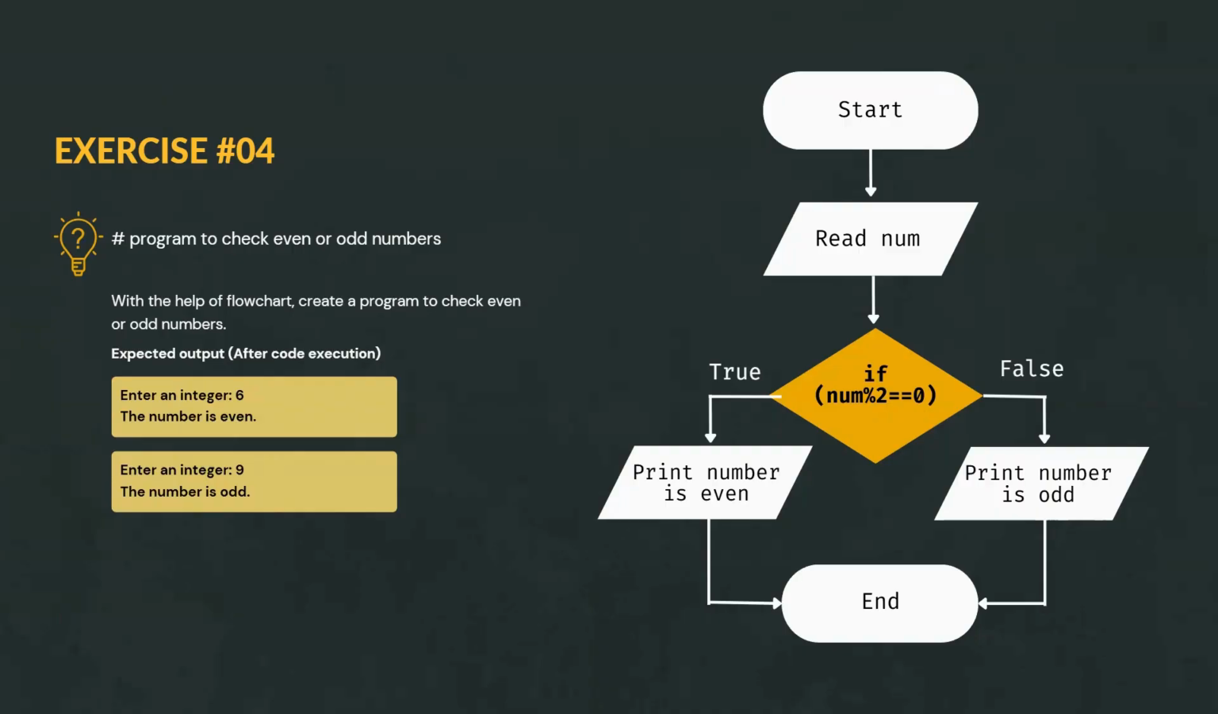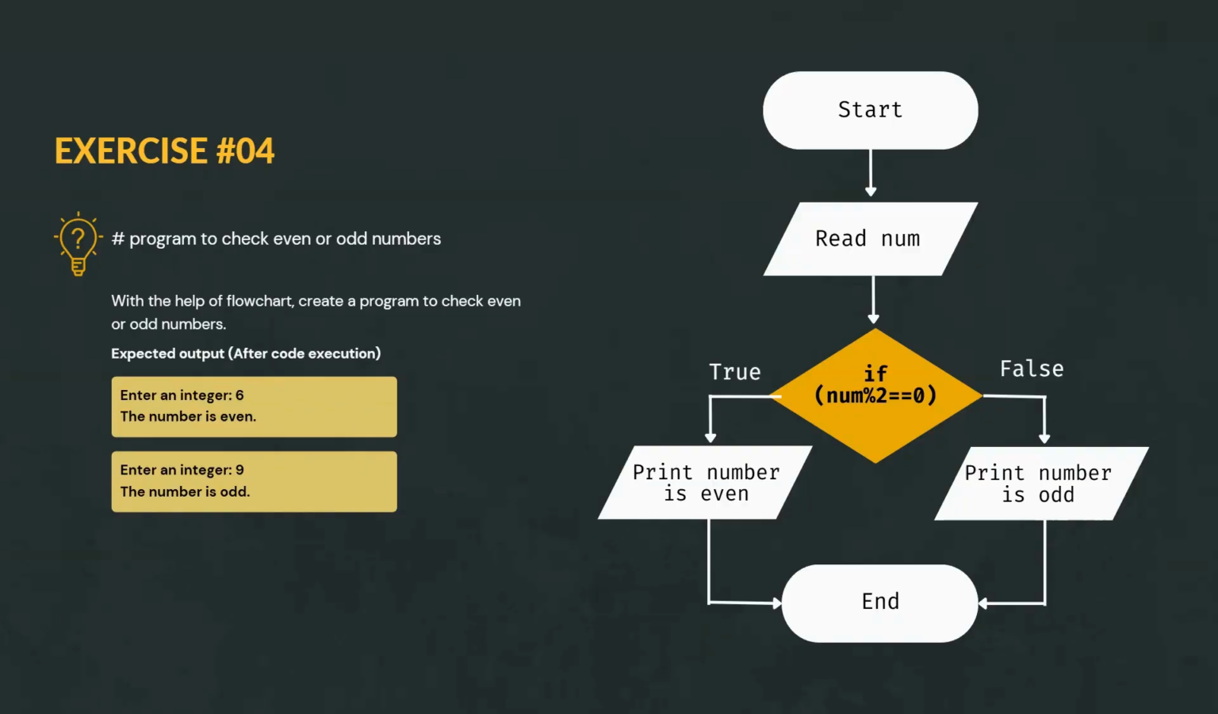In the last exercise, we checked if a number is positive, negative, or zero. So now in this exercise, we are going to write a small but very useful program, that is to check whether a number is even or odd. Trust me, this is one of the most common beginner-friendly coding problems, and once you learn it, you will see it pop up everywhere. So let's dive right in.